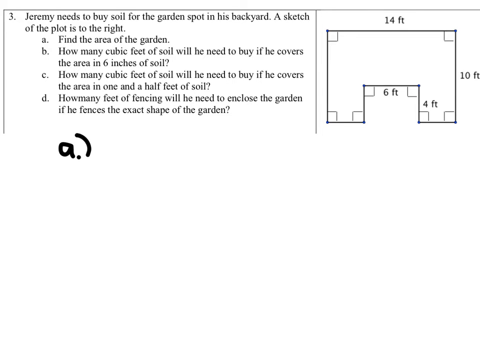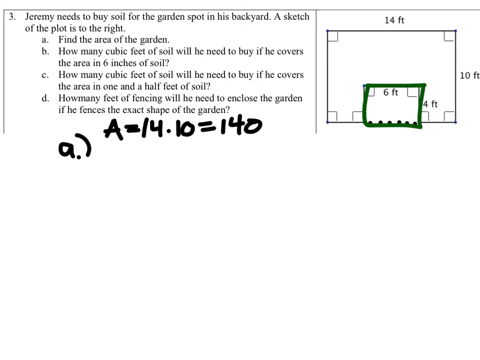So the area, I'm just going to treat this as though it were a full rectangle. So that would be a 14 by 10. So that area is 14 times 10, which is 140 square feet. Next, we need to subtract out the area of this rectangle, which is a 6 by 4. So that's 24 square feet. And the area of the shape that we originally had then is 116 square feet.